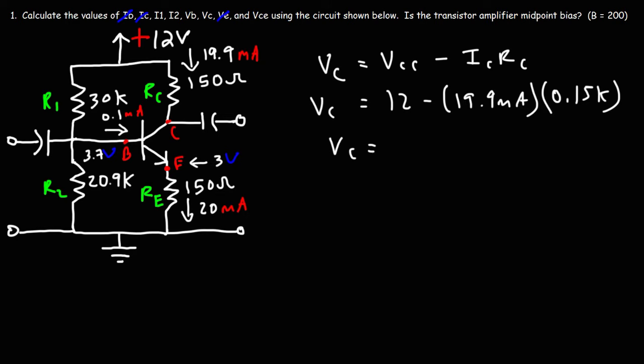And so VC is 9.015 volts. We can approximately say that's 9 volts because for these two, we've rounded it to the nearest tenth, at least for VB. So rounding this to the nearest tenth, that's 9.0, which we could say it's 9 volts. So I'm going to put that here.